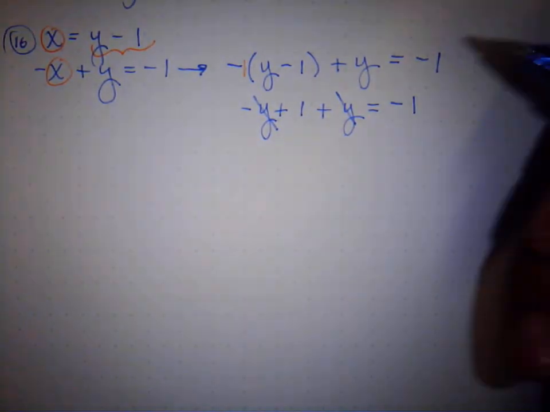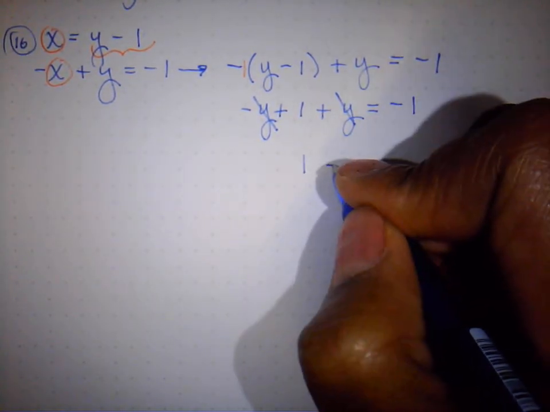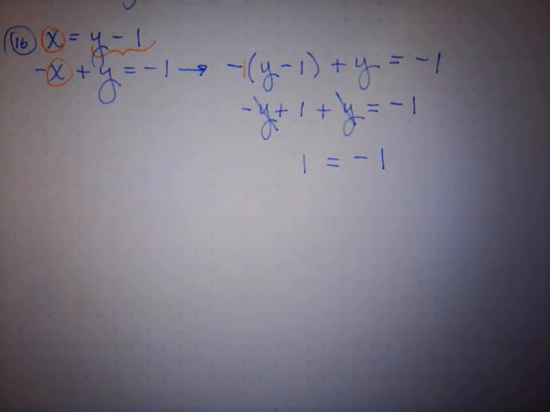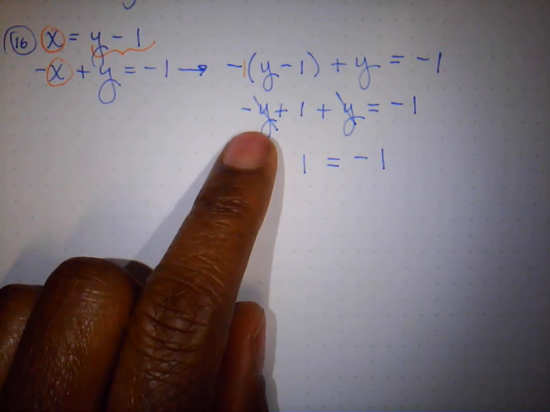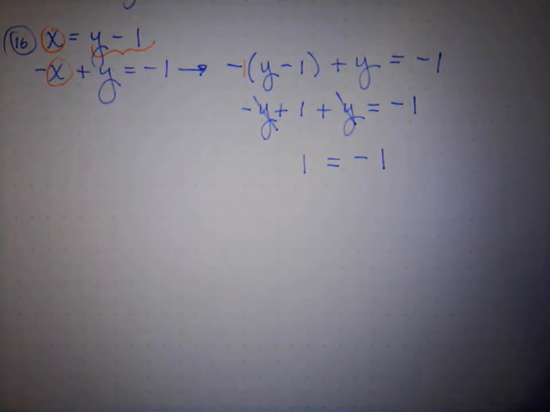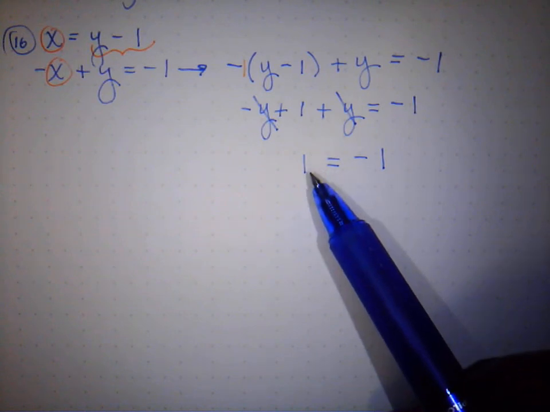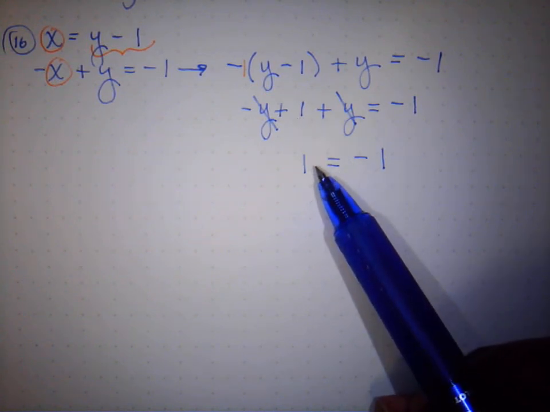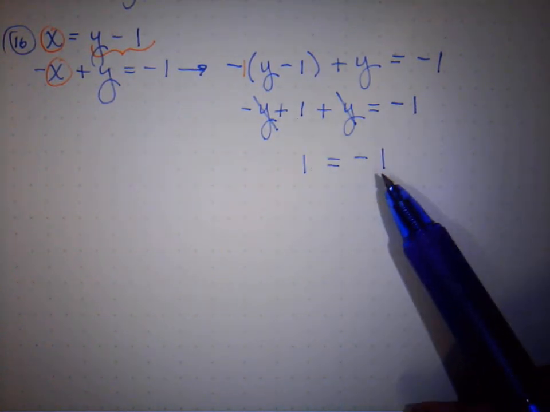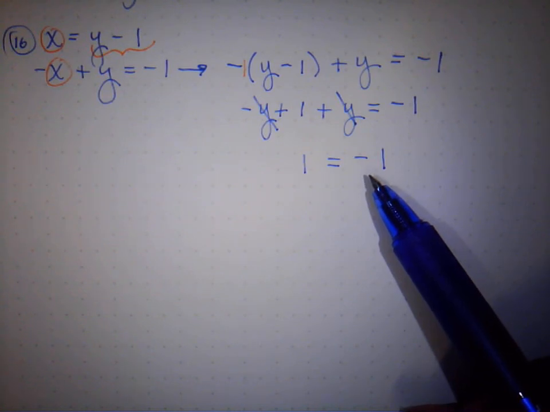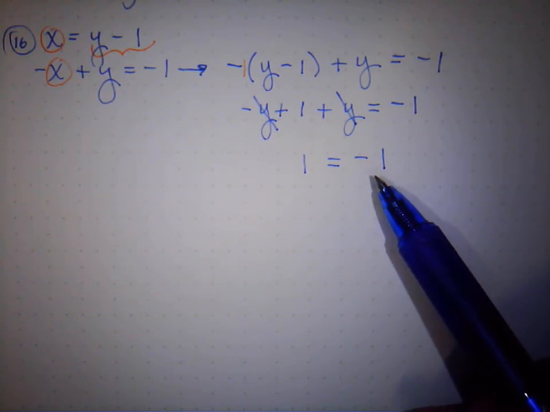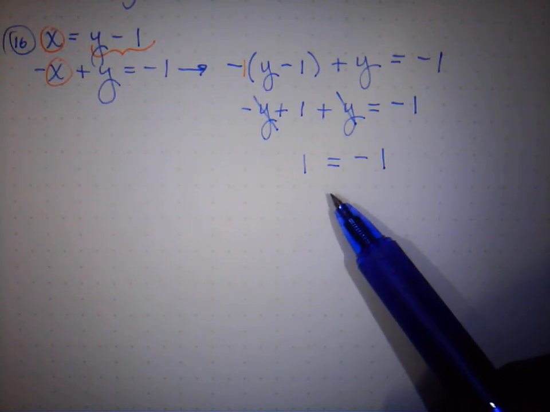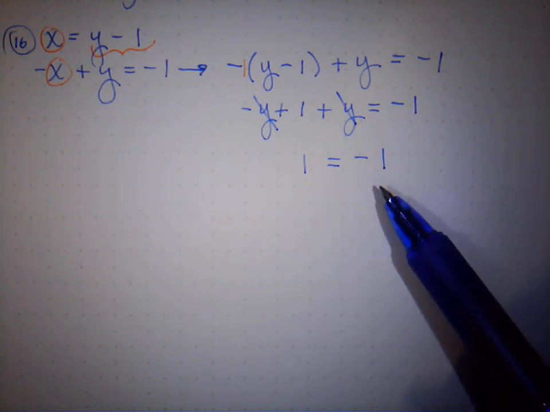So now I have, wait a minute. I have 1 is equal to negative 1. Wait, look up here. This is a positive 1, is it not? This is a negative 1, is it not? Let me ask you a question. On what planet is 1 equivalent to negative 1? None.